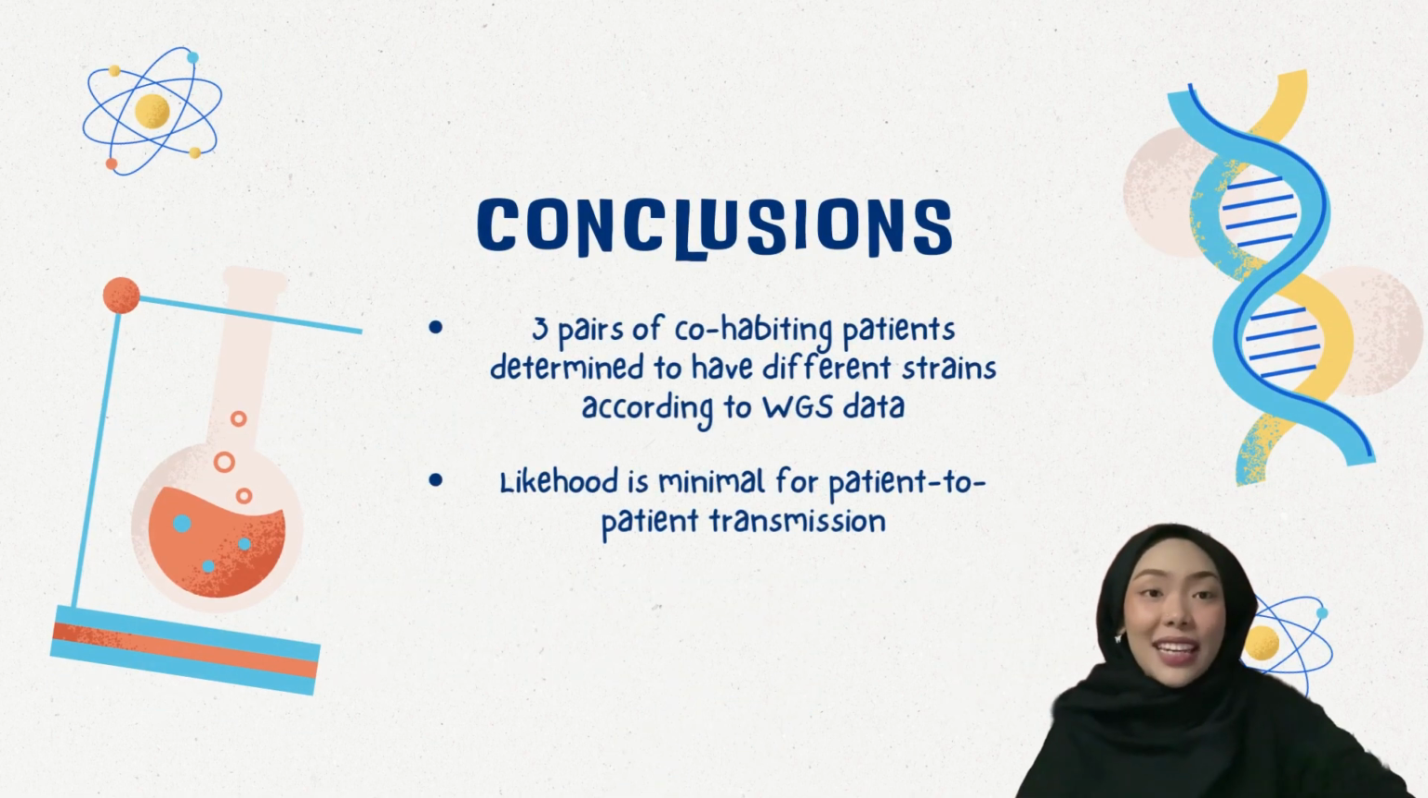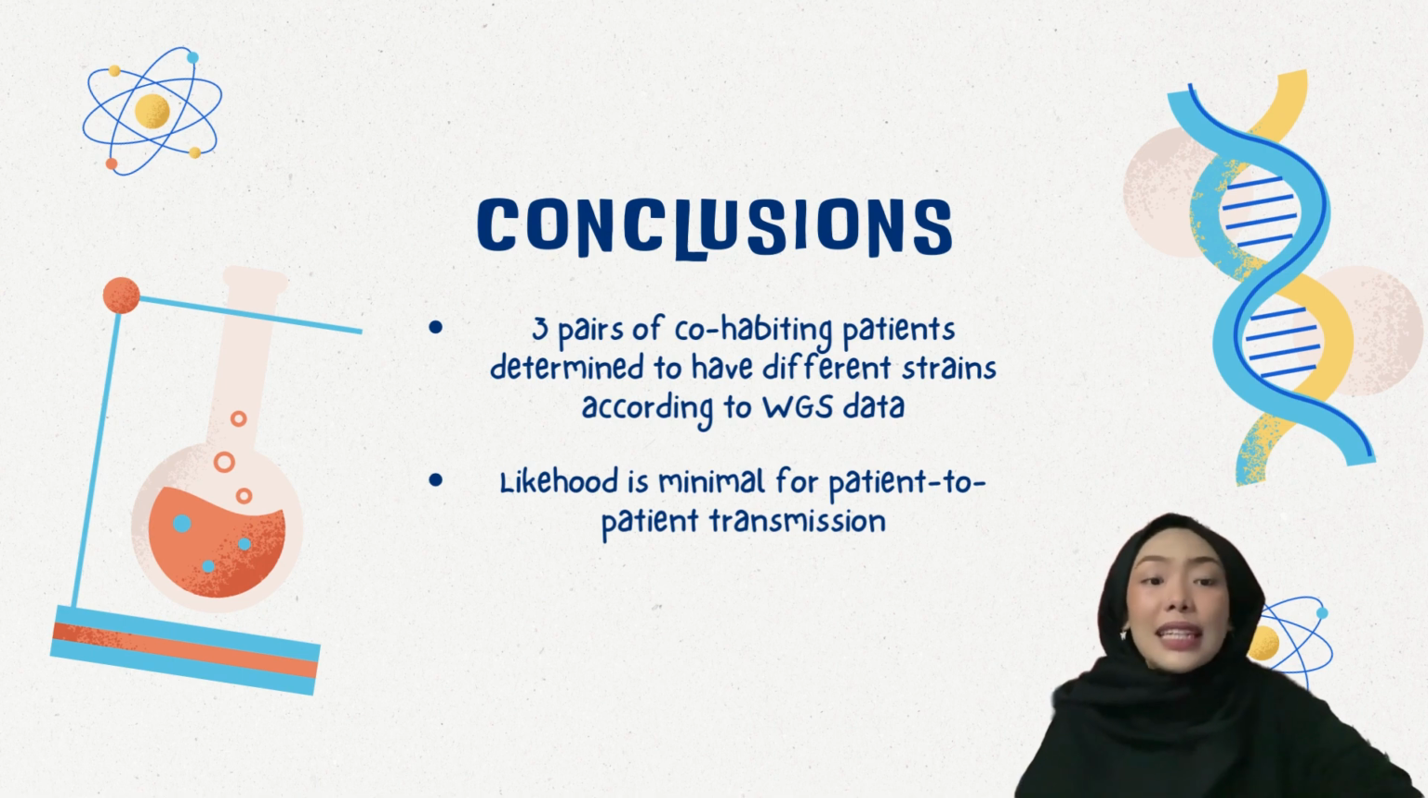Lastly, based on these studies and research, we can conclude that the three pairs of cohabiting patients were determined to have different strains according to the whole genome sequencing data. Therefore, the likelihood of patient-to-patient transmission is minimal.